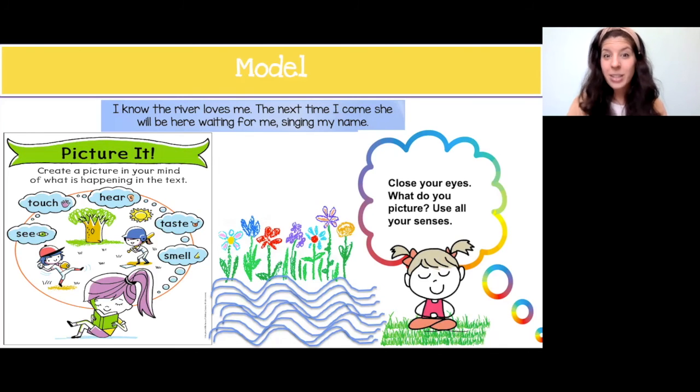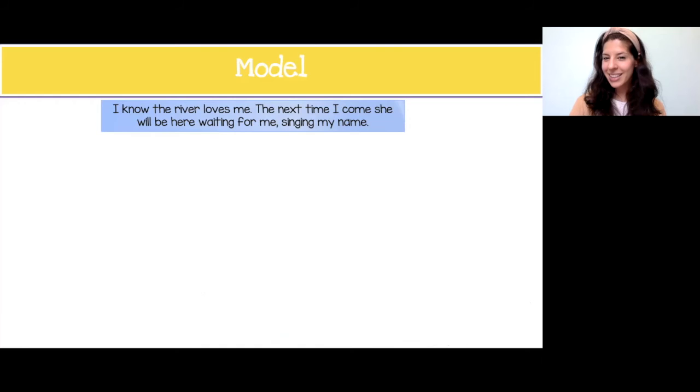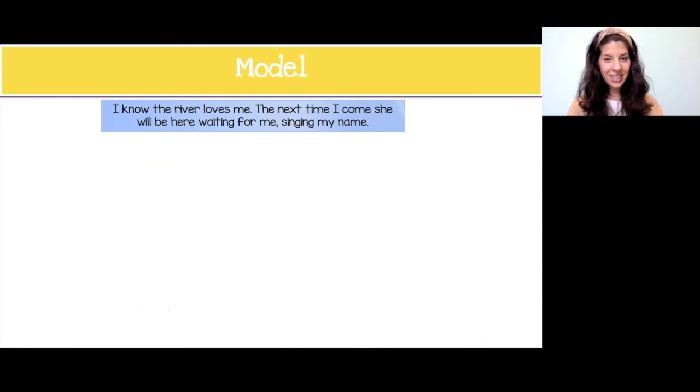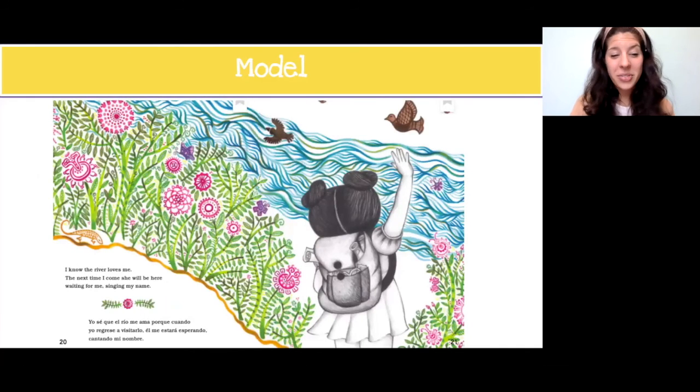Do you want to see what the illustrator visualized? Let's see it. I know the river loves me. The next time I come, she will be here waiting for me, singing my name. We already practiced picturing it ourselves. Let's see. Here's the page. Some of the parts of the illustration that we visualized are the same as the illustrator's, right? There's some flowers, there's the river. Pretty cool.